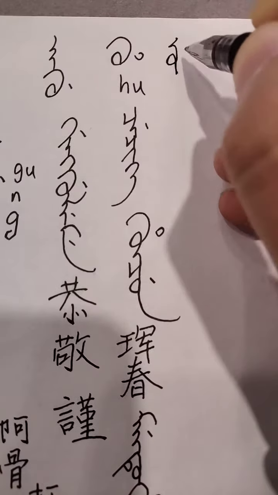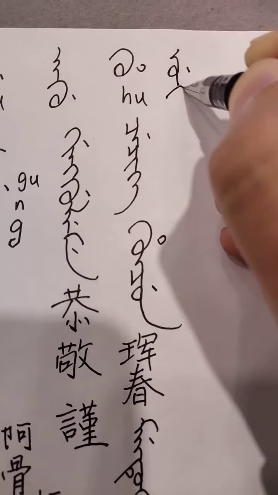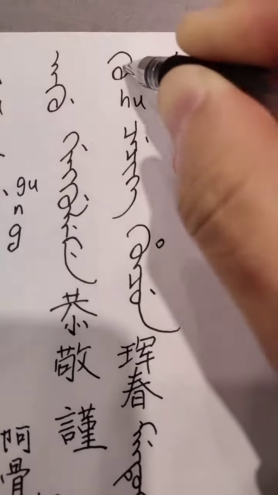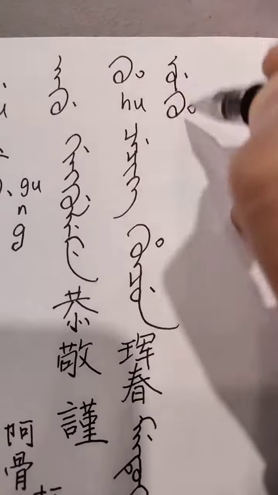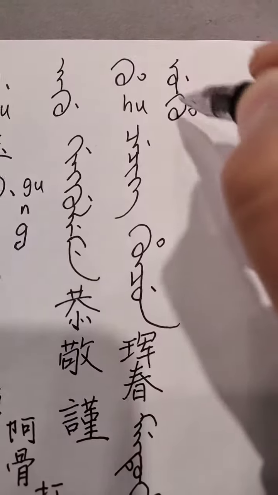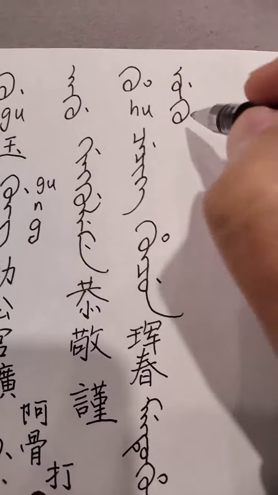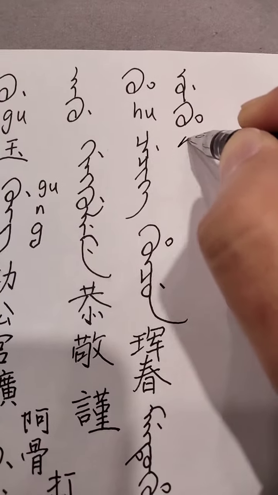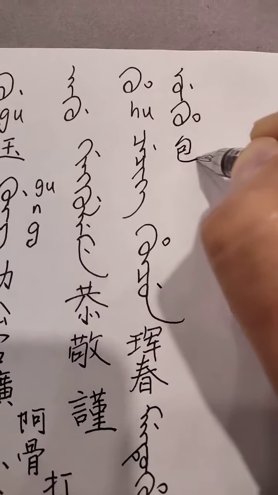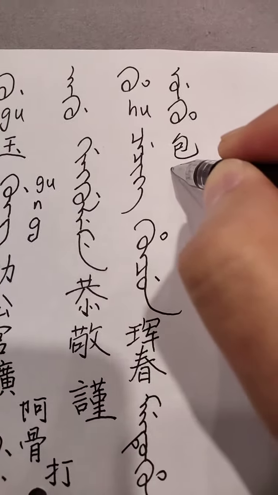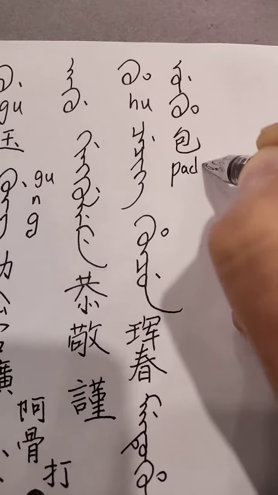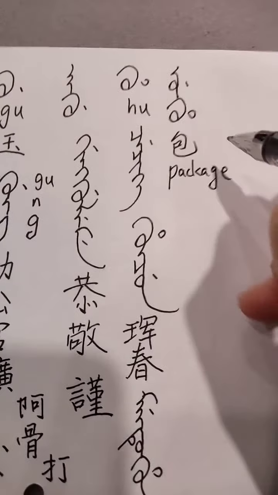Wu. Okay, and Hu. Okay, it's the same. Okay, so independently and also at the end. Wu hu. Sorry, it's wu hu. Okay, so wu hu is like a package. Can be a measure word. Package. Okay.